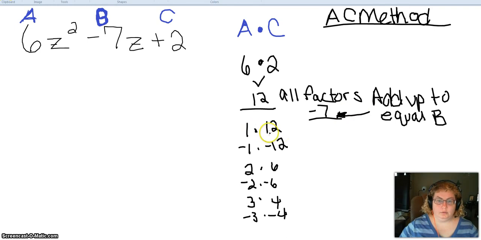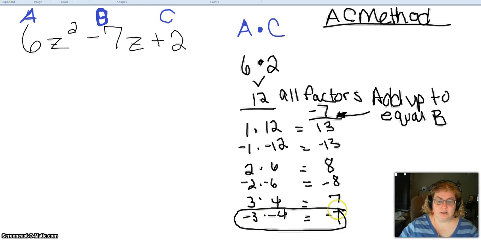Well, 1 plus 12 would equal 13. That's not what we want. We've got negative 1 plus negative 12, which gets us negative 13. We've got 2 plus 6, which gives us 8. A negative 2 and a negative 6 gives us negative 8. We're adding 3 plus 4 equals 7. And then again, we have negative 3 and negative 4, which gets us negative 7. So this gives us our negative 7, which is what B is. And when these two are multiplied together, they get us the positive 12.